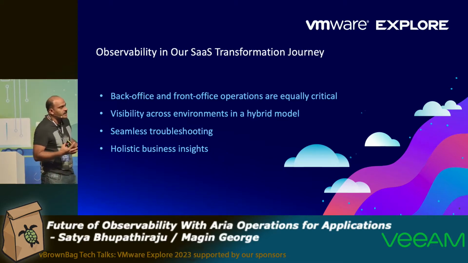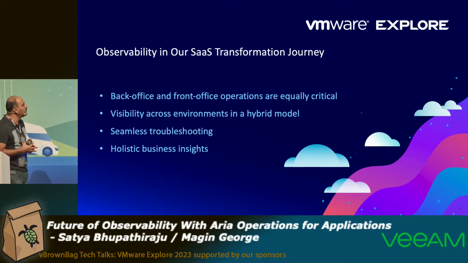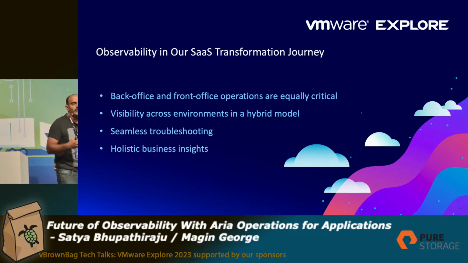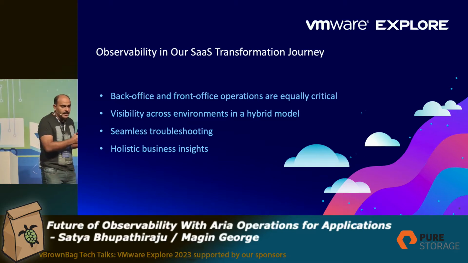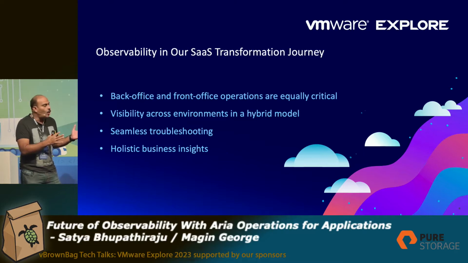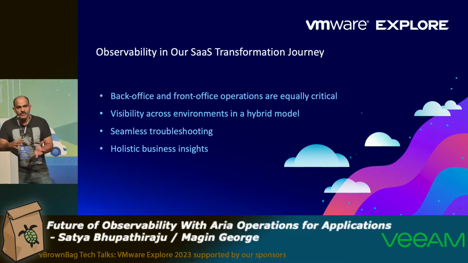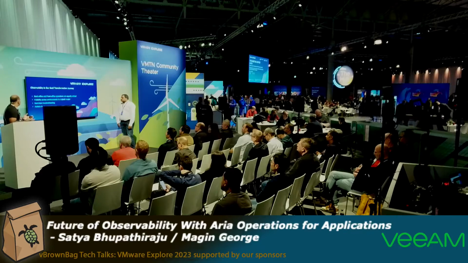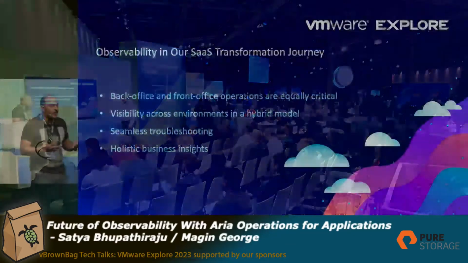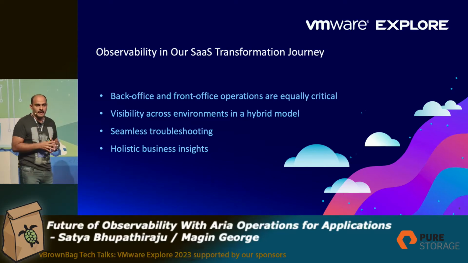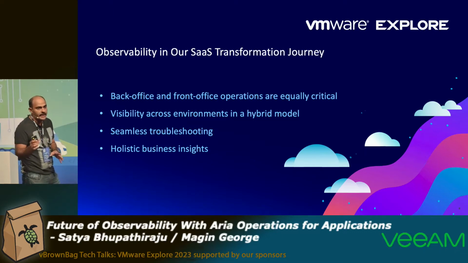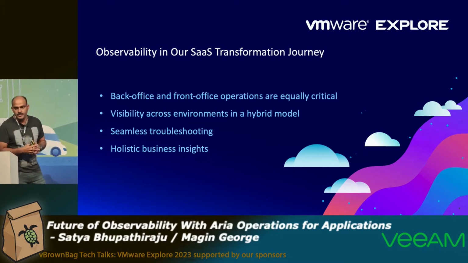So in our SaaS transformation journey, when it comes to observability and monitoring, we had a few requirements. The back office and front office operations are equally critical, and we need to trace the transactions right from the origin or the user interaction all the way to the backend, traversing through the core components. As the systems grow complex, finding the breakpoint is very critical, right? It generally takes more time, and we need to reduce that time, or the MTTI, to as small as possible.